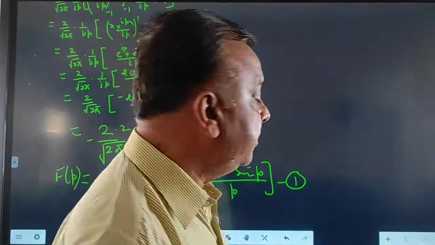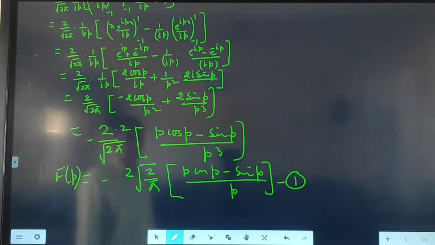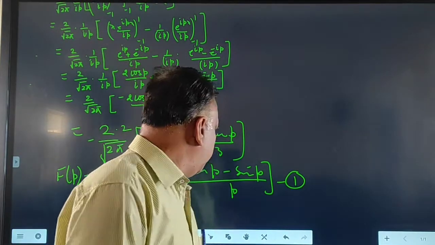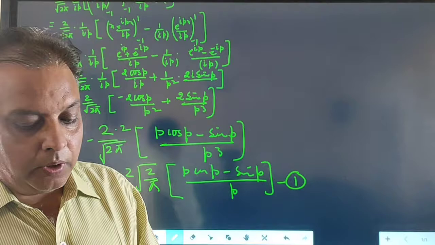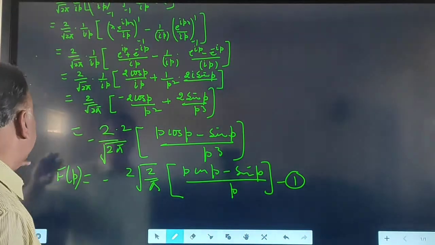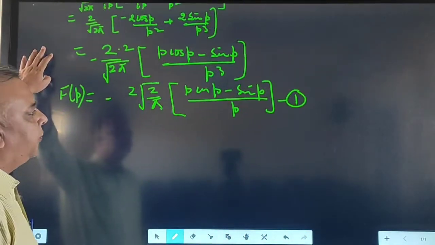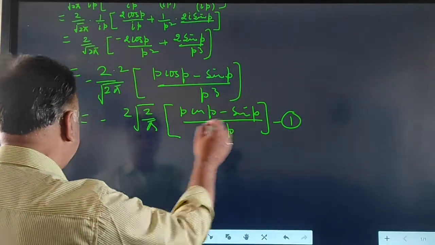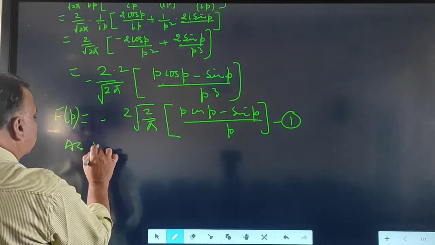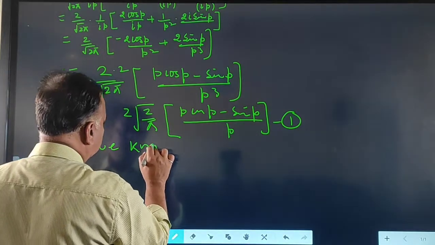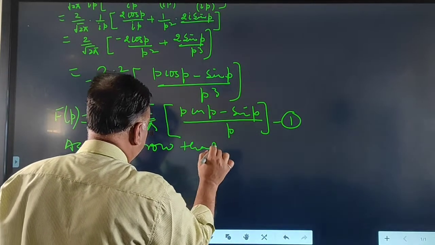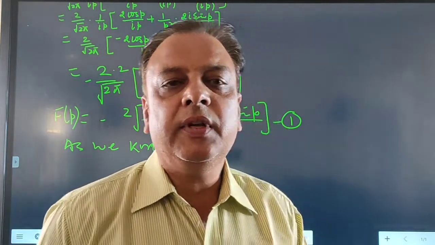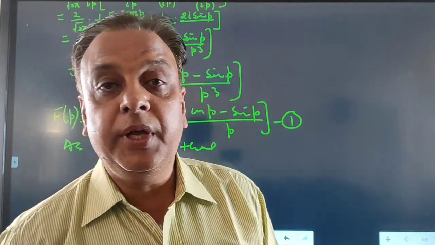So if we find first the Fourier transformation of the given function, then the Fourier transformation of the function is minus 2 under root 2 upon pi, p cos p minus sin p upon p cube, which is the first part. Now to find the value of the integral, we use the inverse Fourier transformations. As we know that if the Fourier transformation of fx is fp, then the inverse Fourier transformation of fp is fx.